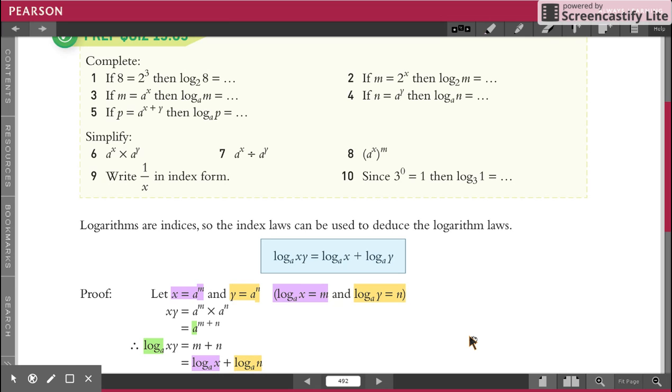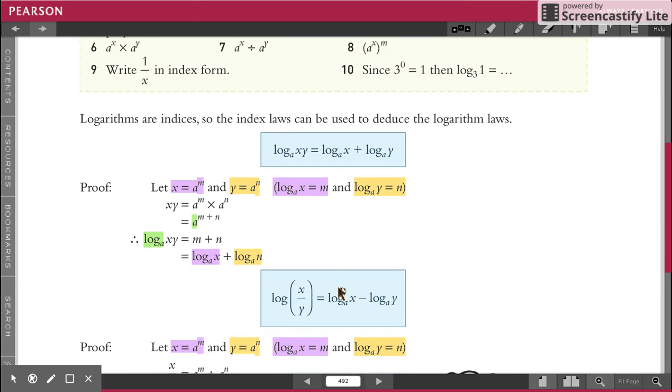And if you look up the top right there, we had our purple and orange color here. That's them re-expressed there. So m plus n is equal to log a of x plus log a of y. That's the same as what we have up here in the box.